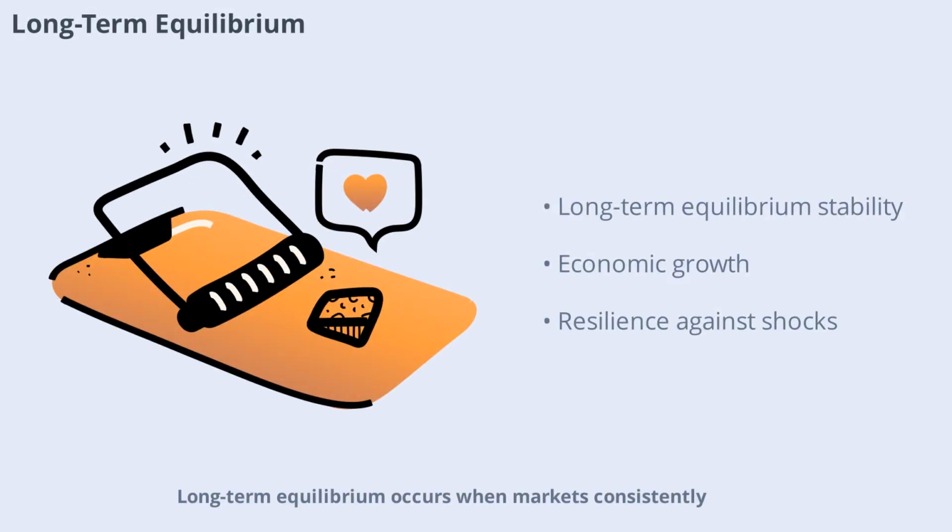Long-term equilibrium occurs when markets consistently balance supply and demand over time. This stability is crucial for economic growth, investment, and planning. While short-term fluctuations are common, achieving long-term equilibrium ensures sustained prosperity and resilience against shocks.